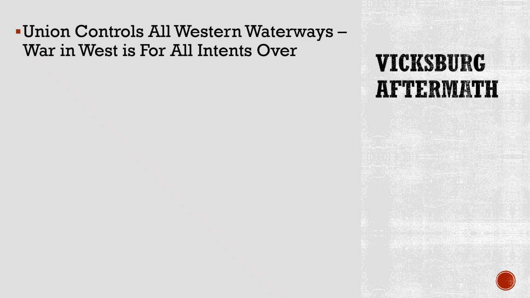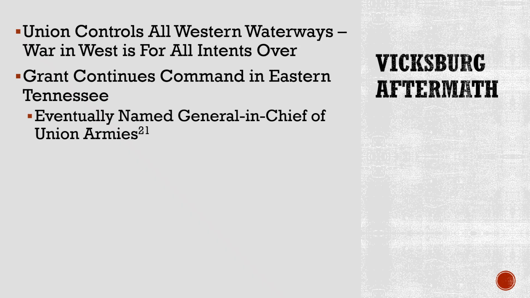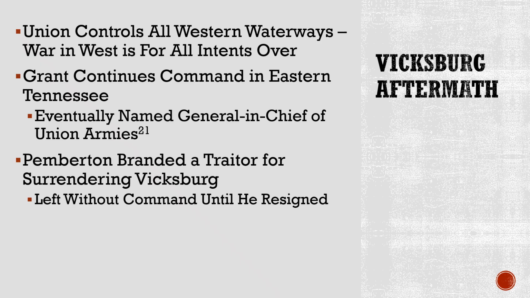The aftermath at Vicksburg: the Union now controls all the western waterways. For all intents and purposes, the war in the West is over. General Grant continues his command in eastern Tennessee. He's eventually named General in Chief of the Union armies.